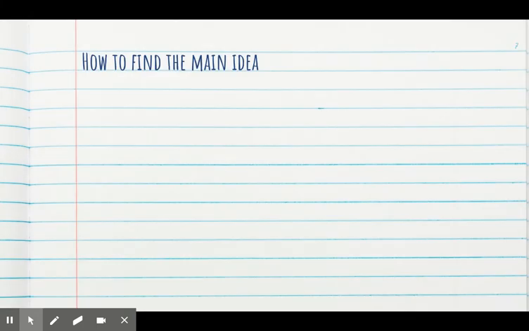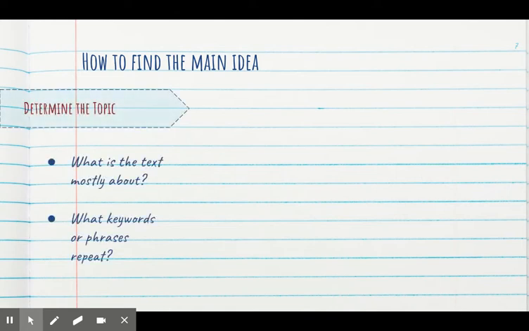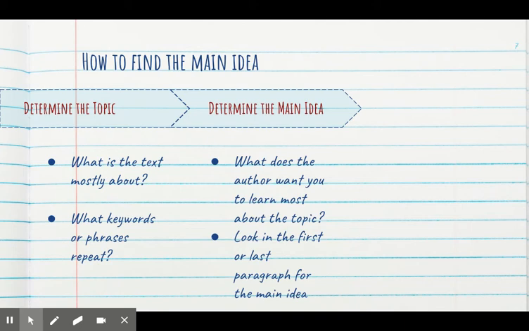So let's review now the three important parts of determining the main idea of a nonfiction text. The first thing we have to do is determine the topic. We learned about this last week. The topic is what the text is mostly about, and you can do that by finding out what keywords or phrases repeat. Then we can determine the main idea. What does the author want me to learn most about the topic? You can look in the first or last paragraph for the main idea. Sometimes it's in a sentence. It's not always there, but it's worth a look.